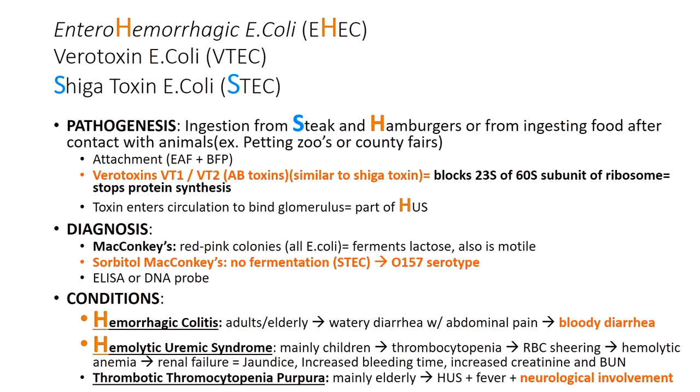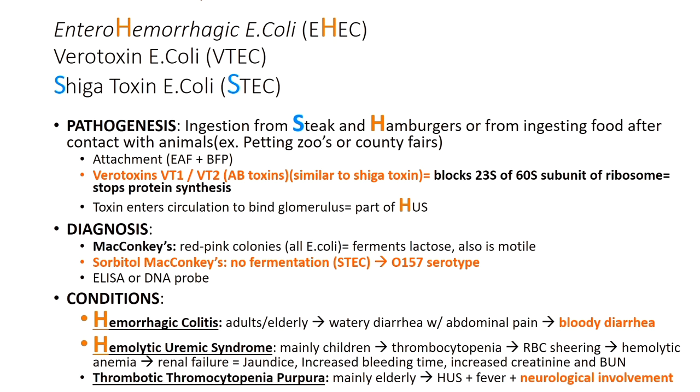So these guys attach with EAF and BFP. And we've talked about those guys before. It produces your verotoxins, or VT1 and VT2, which are your AB toxins. And this is similar to your shigatoxin. Why? Because it's specific to that same mechanism that we had before.